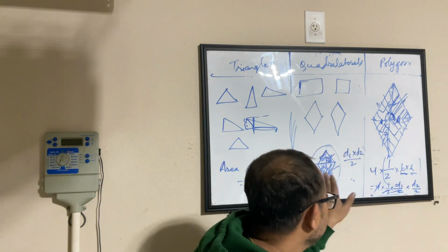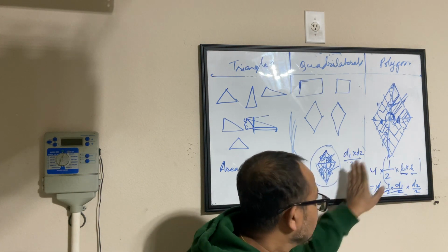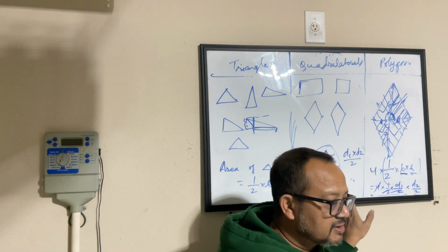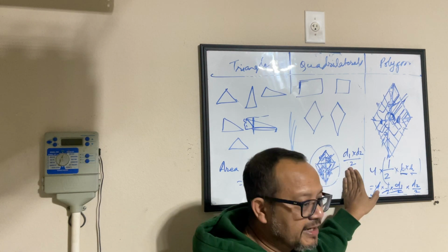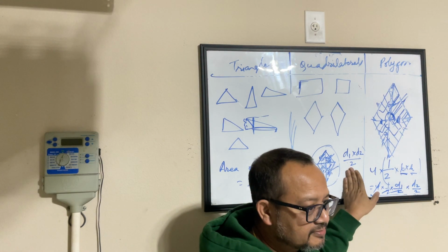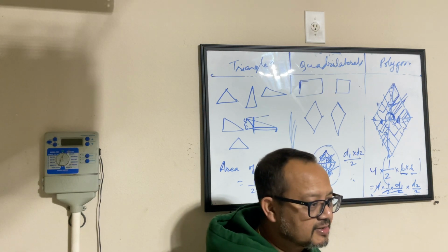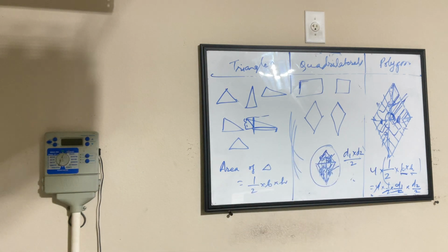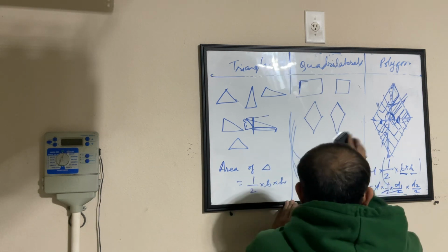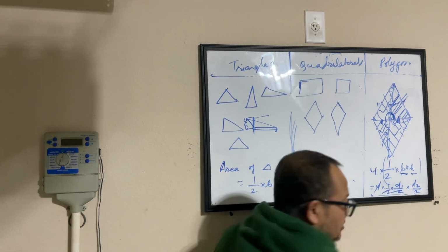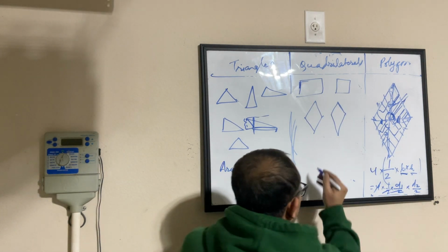So rhombus and kite, similar shapes, and the area formula is also the same. Does it make sense, Ritika? Vivan? Yeah? Alright. Now let's go to the next shape, which is called parallelogram.